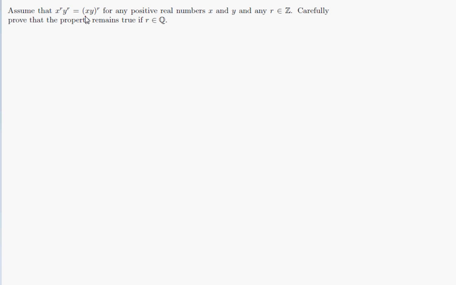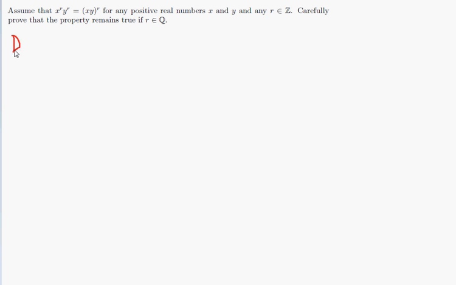The proof for negative integers is going to be based very much on the proof for positive integers, just using the definition of what it means to raise a number to a negative power. So I'm not writing it on the screen. We'll assume that we've gone that far in our exploration of the law of exponents. Let's now prove that the property works if r is rational.